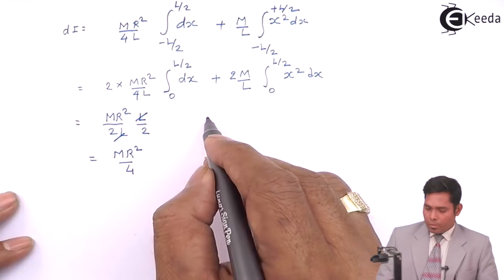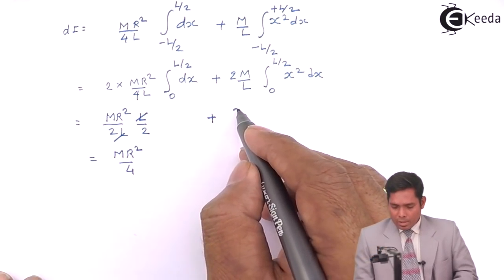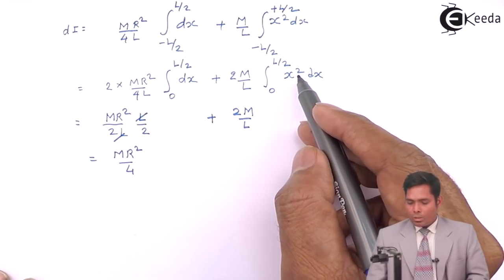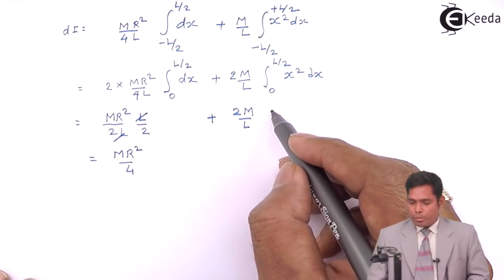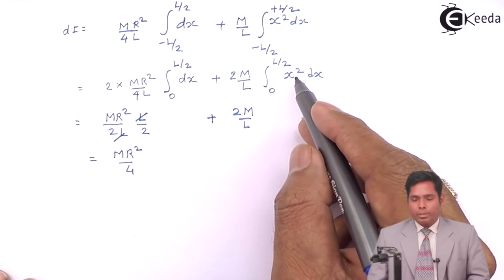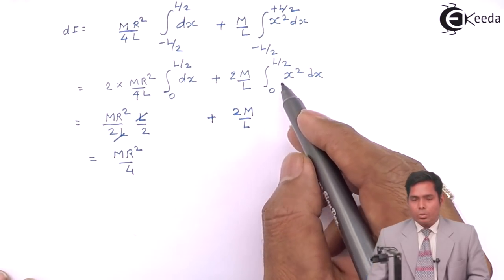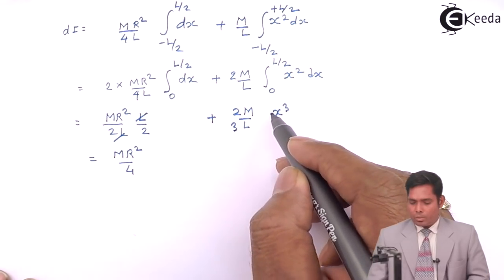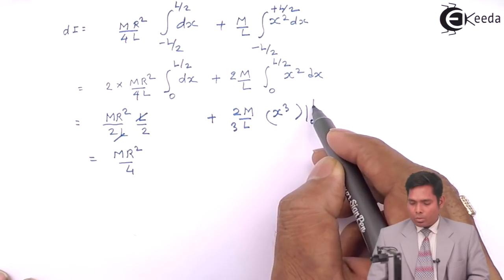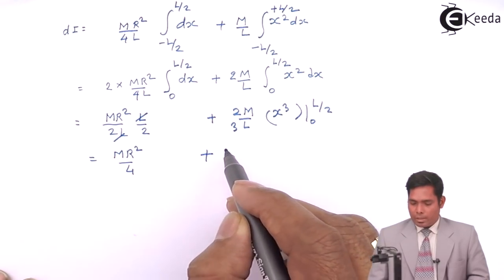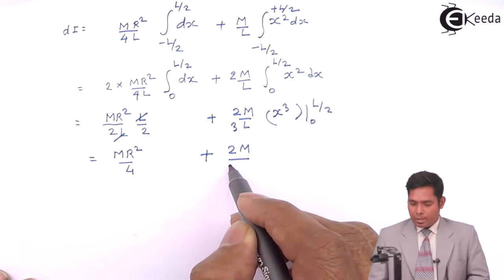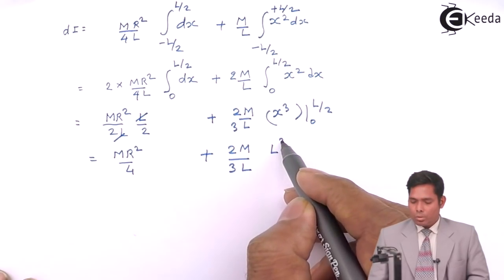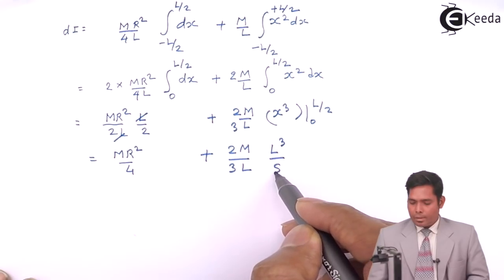What is the next part? If you solve this, this is 2M by L, and this is x square dx, so x cube by 3, from 0 to L by 2. The 3 can be taken out. So what will I get? 2M by 3L, and this is L by 2, so L cube by 8.